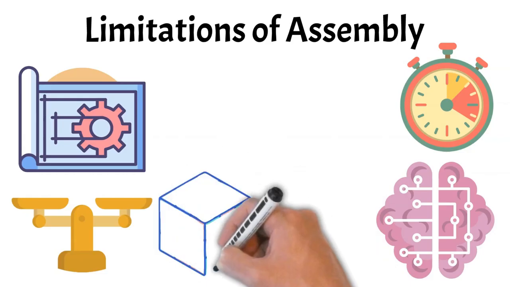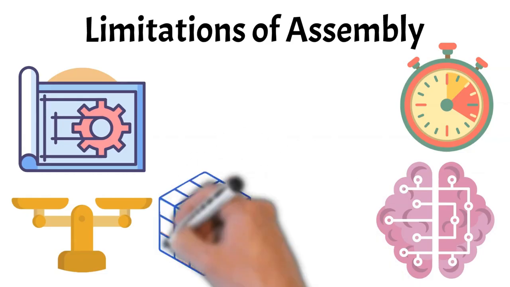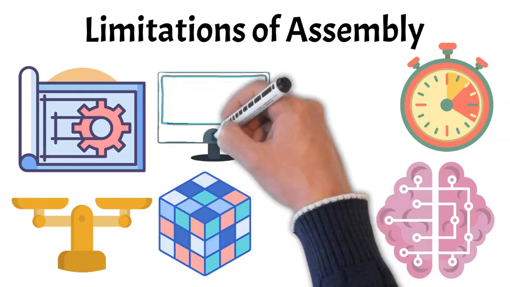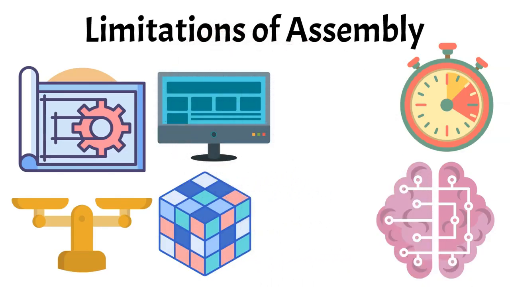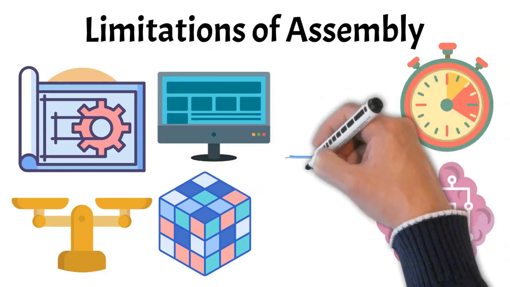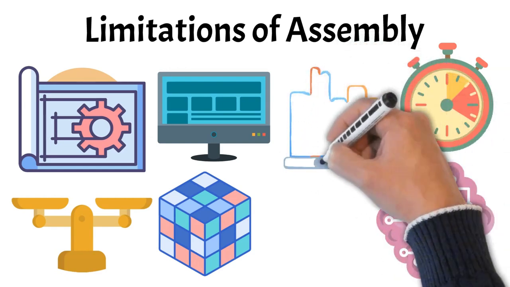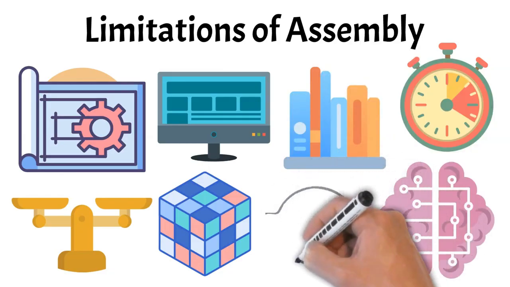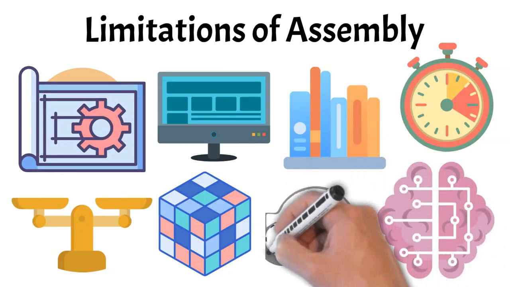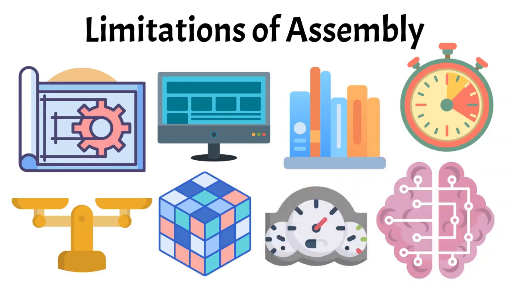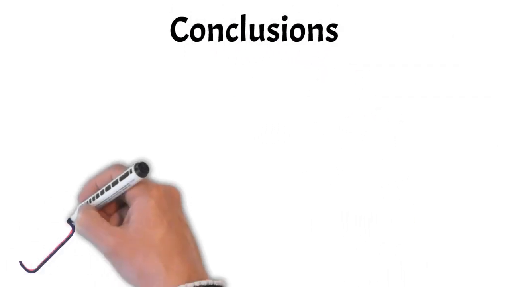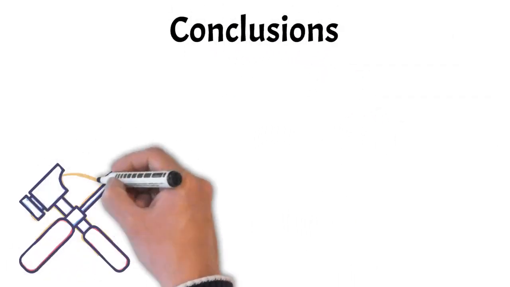Additionally, assembly is not portable. Code written for one architecture typically cannot run on another without significant modifications. This lack of portability makes assembly less suitable for large-scale software development, where flexibility and maintainability are essential. Furthermore, assembly lacks the rich libraries and built-in features available in high-level languages, limiting its use in modern software applications. Overall, while assembly is powerful for specific tasks, its limitations can hinder productivity and adaptability in the fast-paced world of software development.